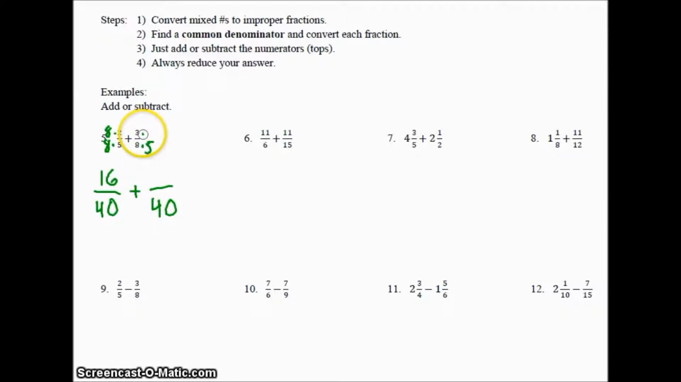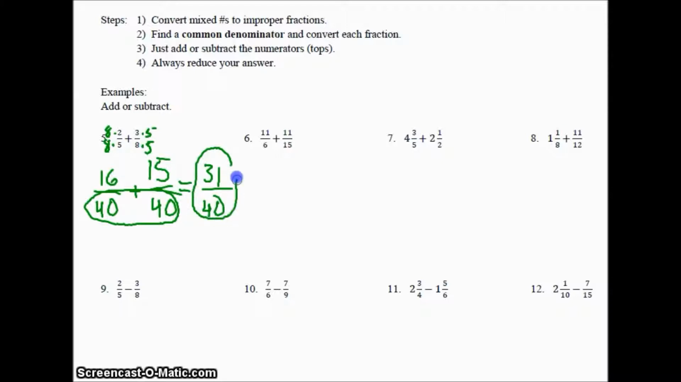And then what I need to do to the top, I do to the bottom. 5 times 3 is 15. Now I have common denominators. These 40s are the same. Think of 40 slices of pizza, 16 of them and 15 of them. Okay, that's what we have, that's what we're going to add together. So our answer is also going to be out of 40. So we're going to keep the same denominator. 16 plus 15 is 31. So 31/40 is our final answer.